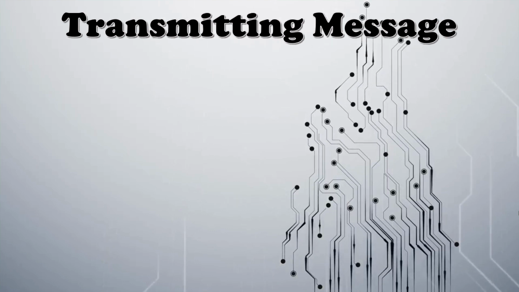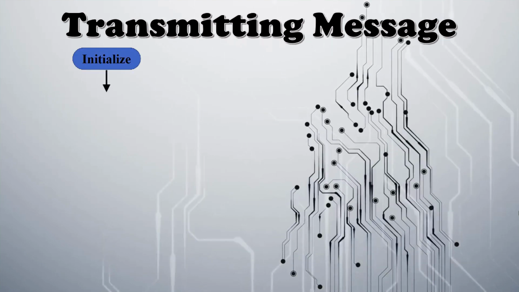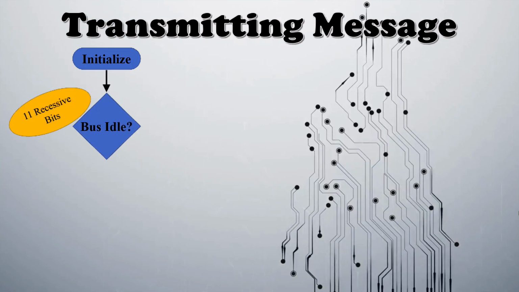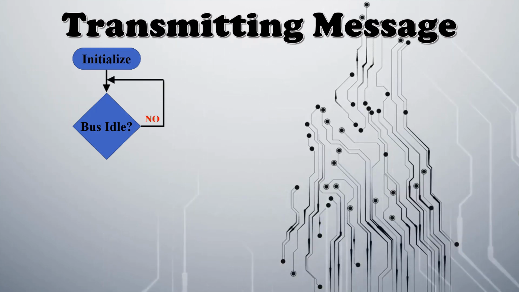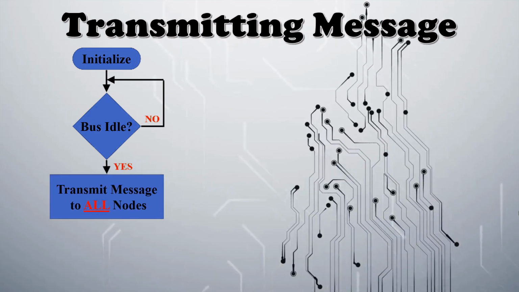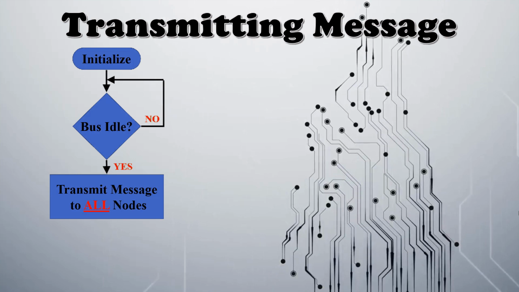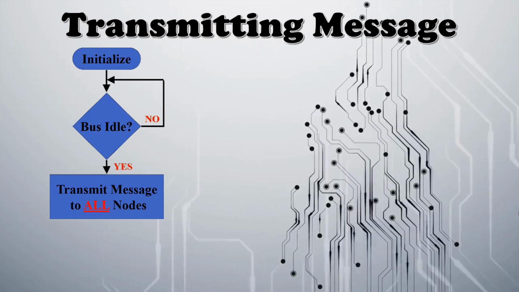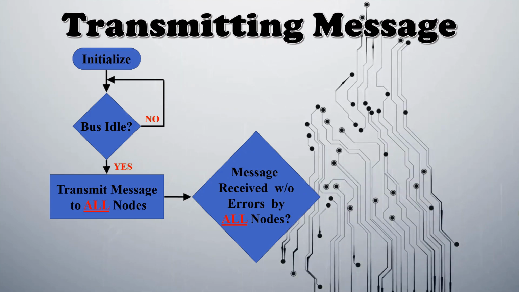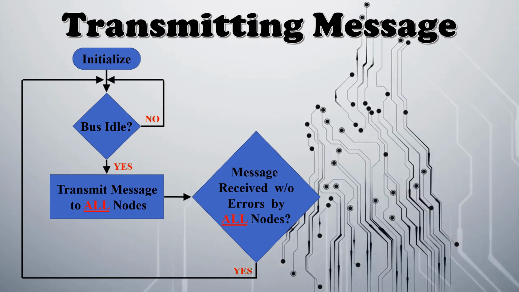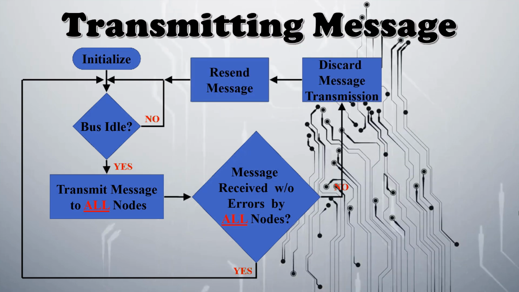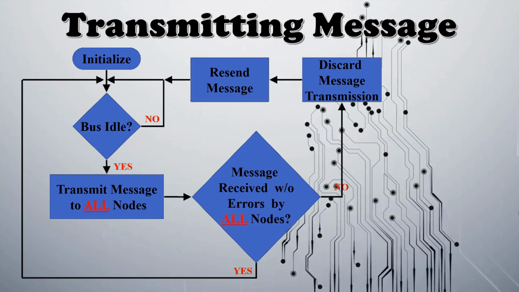Once the initialization is done, check for bus idle. If the bus is not idle, then check again. Wait until the bus is free. Transmit the message to all nodes. Was the message received without any errors by all nodes? If yes, then check for bus idle again. If no, then discard the transmission and resend the message.